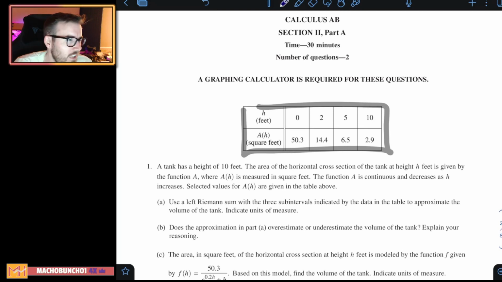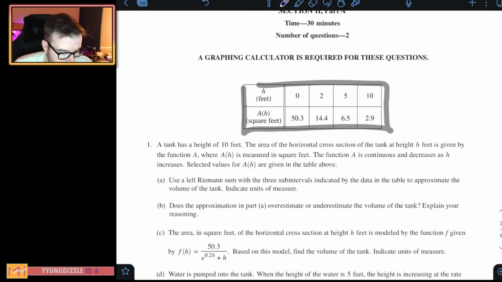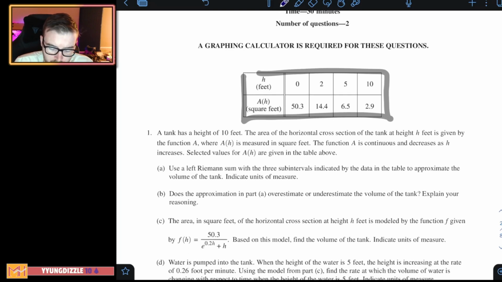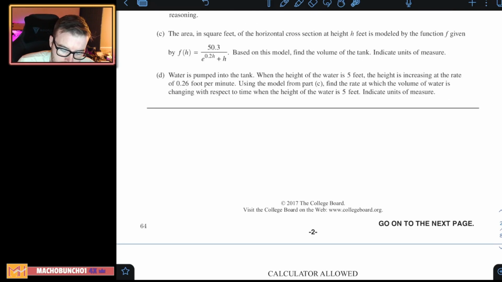So a lot was said there. I retained some of that, not all of that. But let's get down to the problem. Use a left Riemann sum with three subintervals indicated by the data in the table to approximate the volume of the tank. So as we know, the integral of area equals volume. So these table of values represent area. So if we find the area under this area curve, that results in volume because you're integrating area. So we need a left Riemann sum.